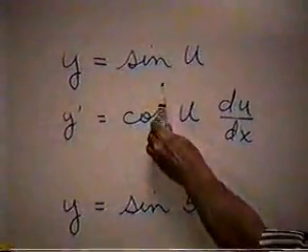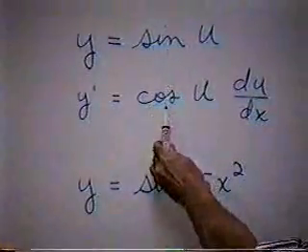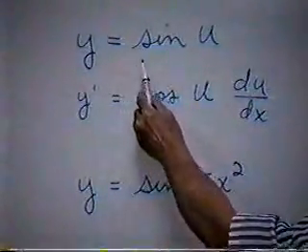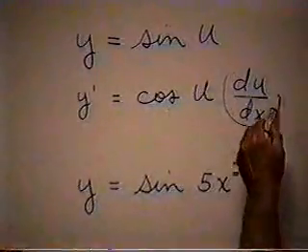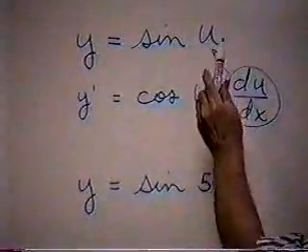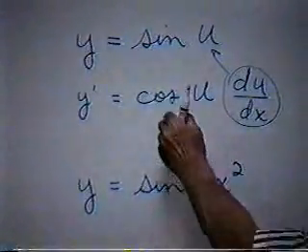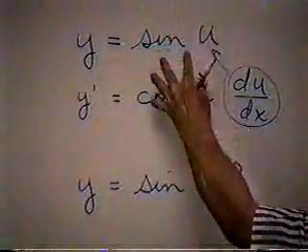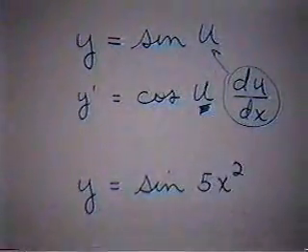The derivative of the sine is cosine. And what this means is times the derivative of the angle out here. So the derivative of sine is cosine. The derivative of some object is the cosine of that object. Then times the derivative of the angle.